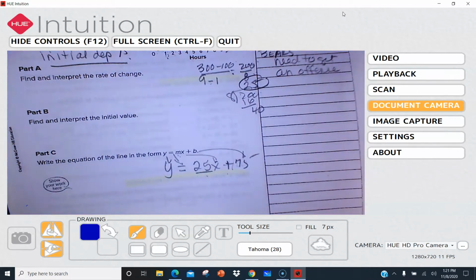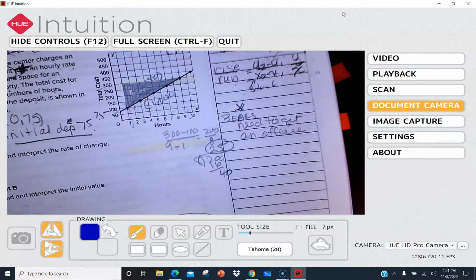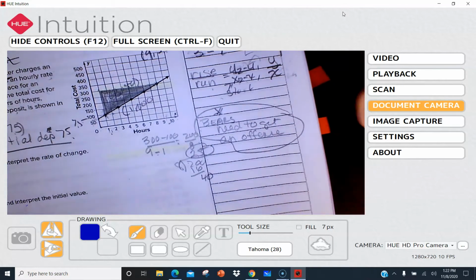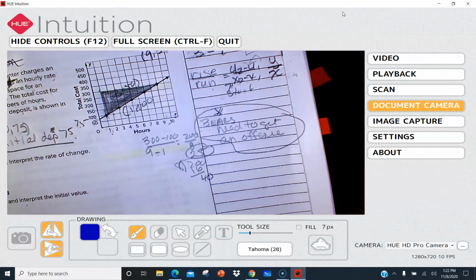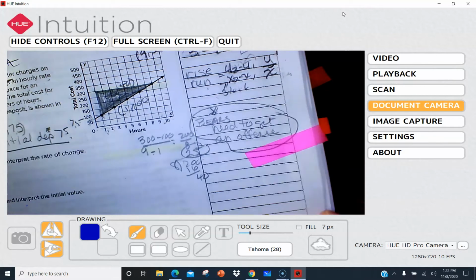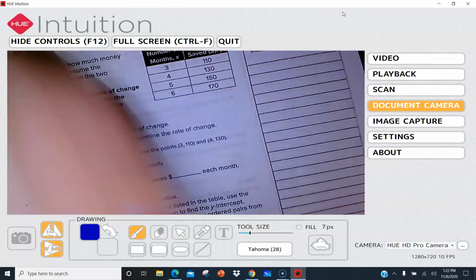Okay, and I'm watching the Bear game right now, and they're killing me. They're losing. So guess what the phrase that pays is? The Bears need to get an offense. That is the phrase that pays. Arg. Okay, next page.